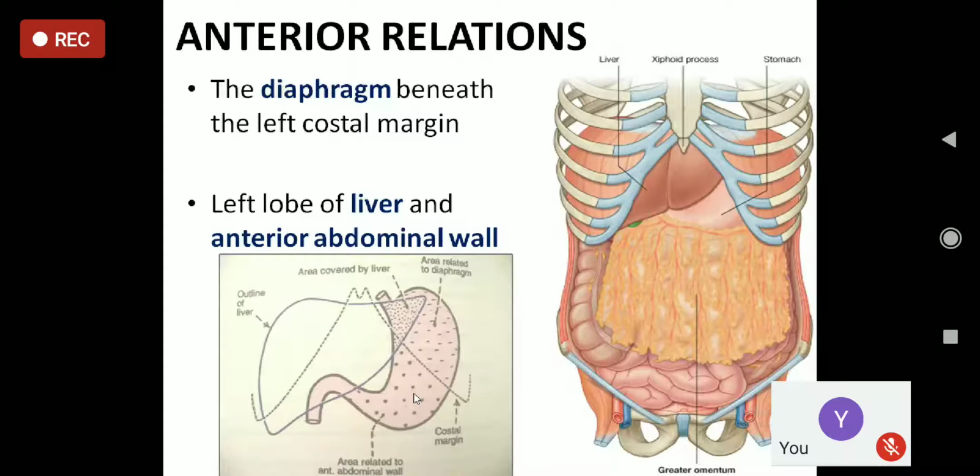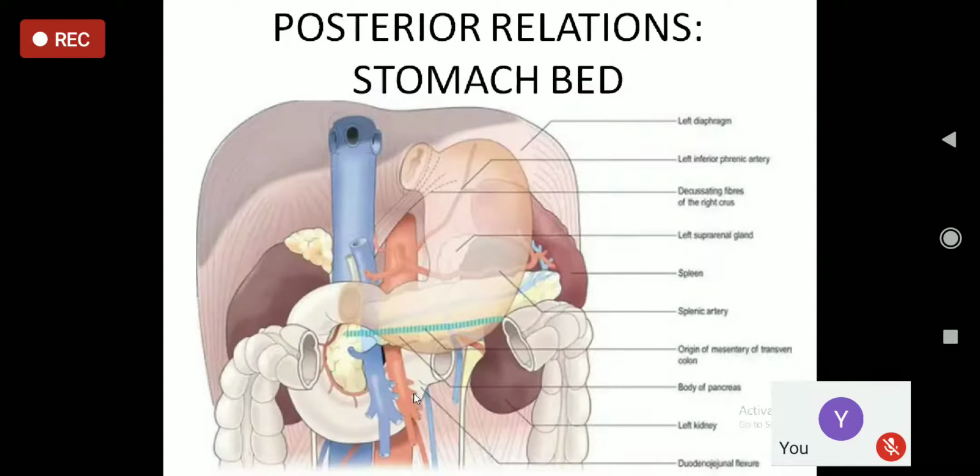Now clear? Yes, ma'am. Okay, so I will proceed. Then the posterior relation of the stomach. The viscera related behind the stomach form a bed for the stomach. Let's suppose the stomach is sleeping within the bed formed by these different viscera. So what are the structures related behind the stomach, or forming the stomach bed? That is very important from your theoretical point of view as well. Clinically, it is obviously important.